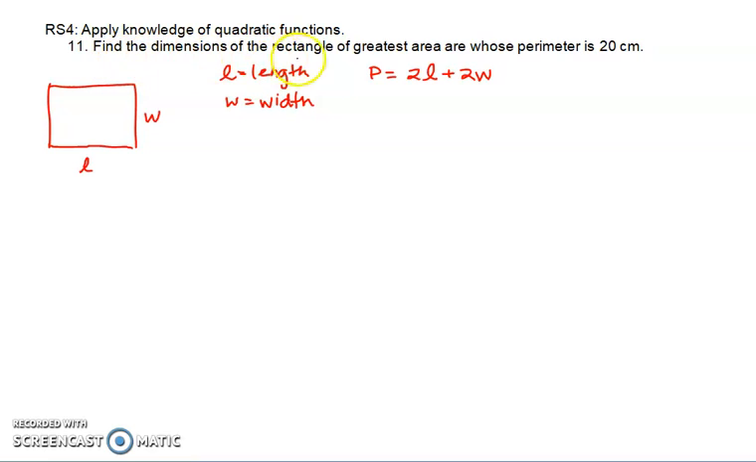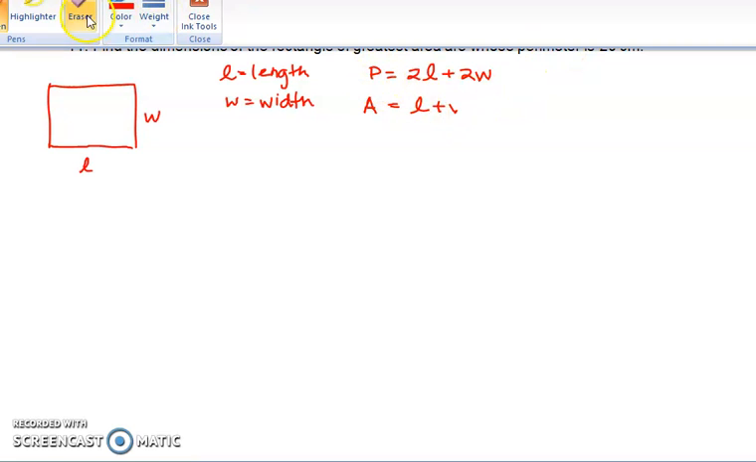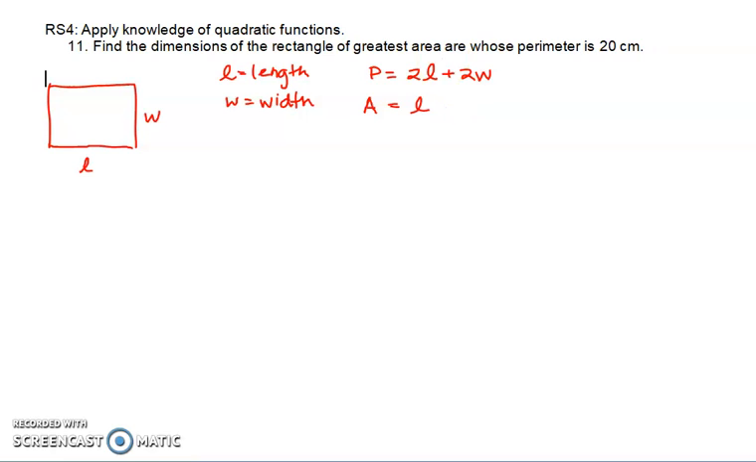Now it says find the dimensions of the rectangle of the greatest area. We do know that area equals length times width. Let me erase that. Length times width. So these are our two equations.